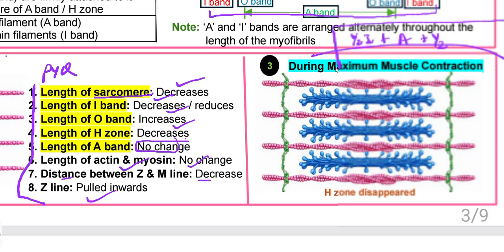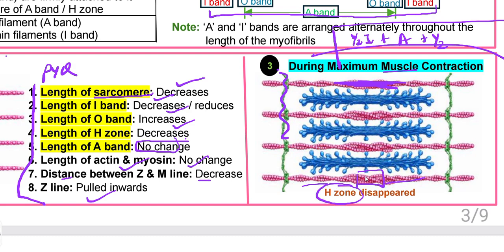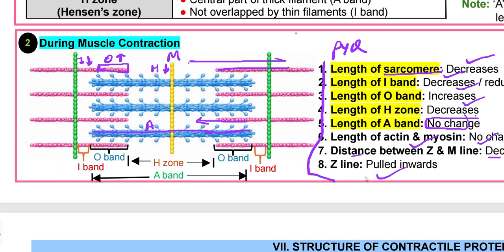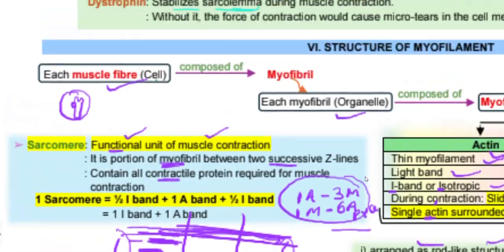Now, when there is extreme and maximum contraction, what will happen? This actin will overlap the M line. You won't be able to see any M line, only the Z line, which is much closer. So what will happen to the H zone? There won't be any H zone. So the H zone will disappear. This is the line of NCERT. Okay, so that's all about the structure of the myofilament.